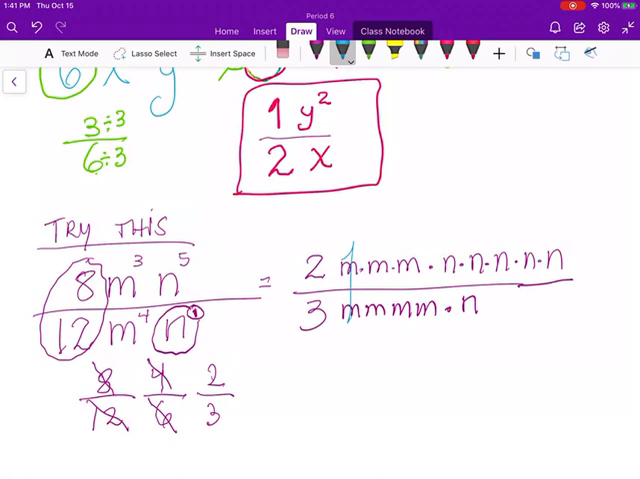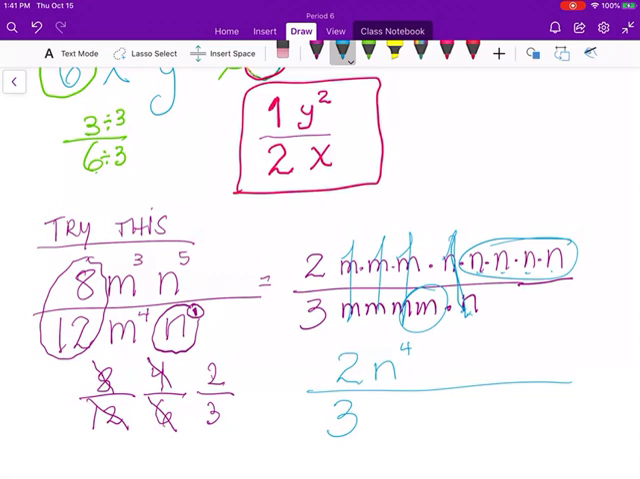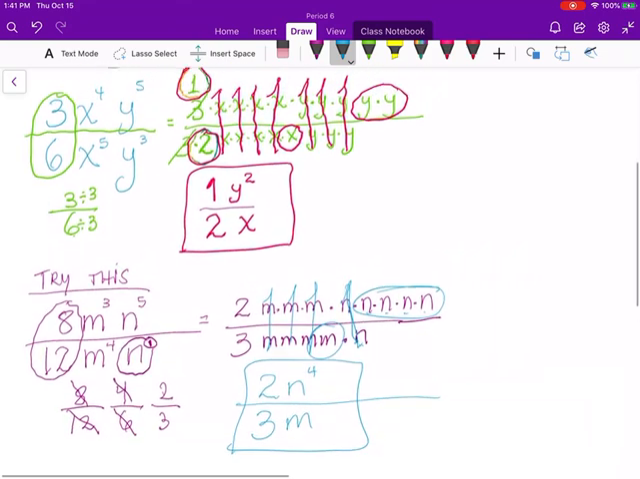And now we are going to cancel the m. So m over m, m over m, m over m. There's 1 left. N over n, that cancels, and there's 4 left on the top. And now we're going to write down our final answer. On the top we have a 2, and 4 n's. On the bottom we have a 3 and 1 m. So far we are not dealing with negative exponents. We will have some time next week to look into the negative exponents.